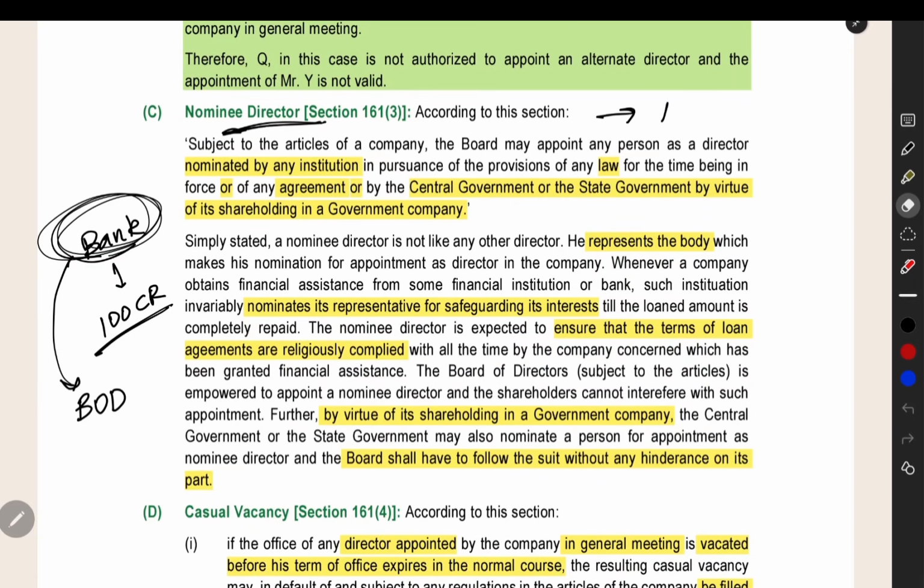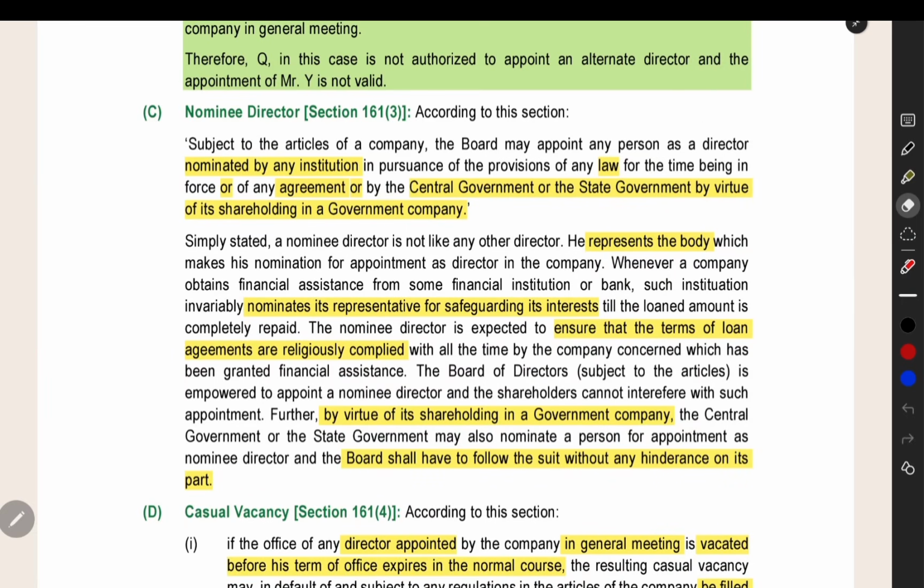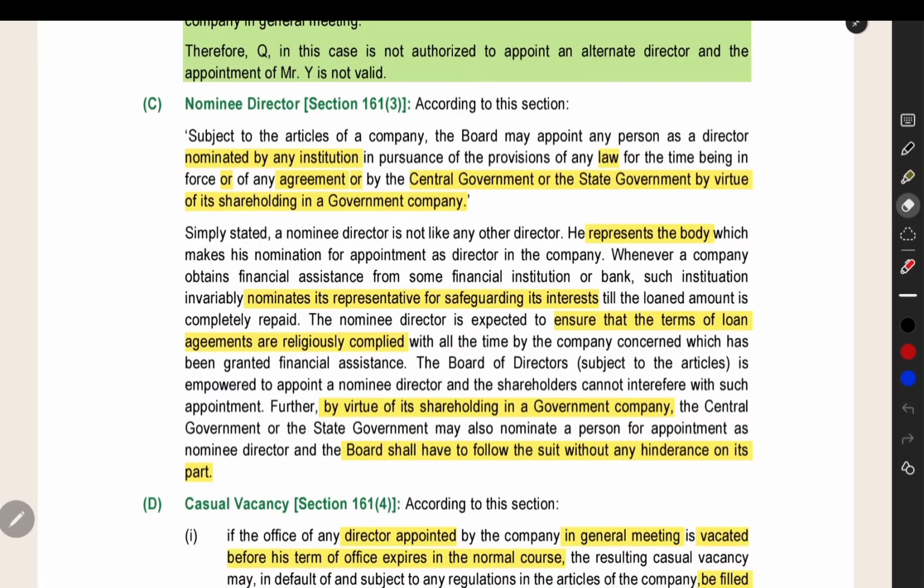You cannot make this director retire by rotation. This is one important point. If you are a government company, the central government or state government can also appoint a nominee director. This is the meaning of nominee director. This is a special type of director who is not appointed by the shareholders.